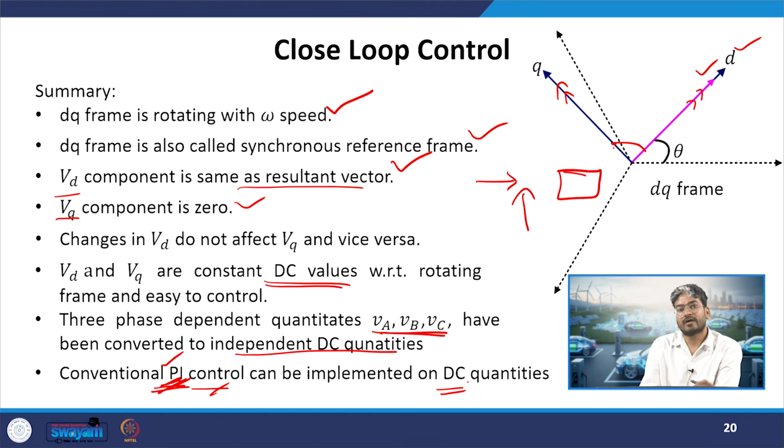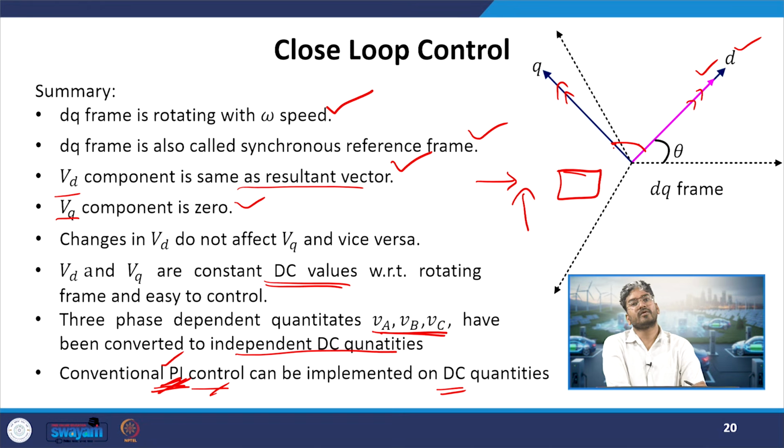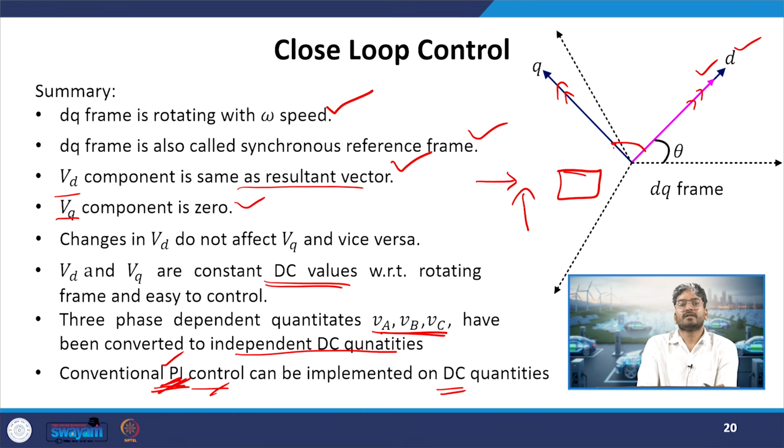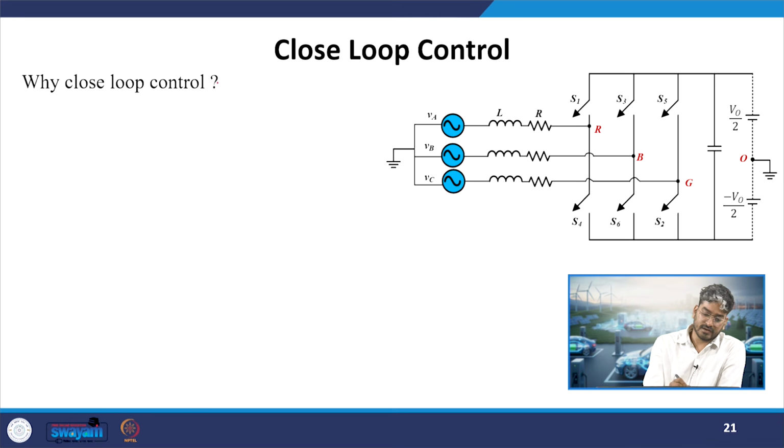Okay. So what are the advantages which we have got by shifting from the ABC frame to the DQ frame, or the synchronously rotating frame? First, we got two independent quantities and two DC quantities. Independent means when one is affected it will not change the other quantity, and DC quantity makes the performance of our PI controller better.